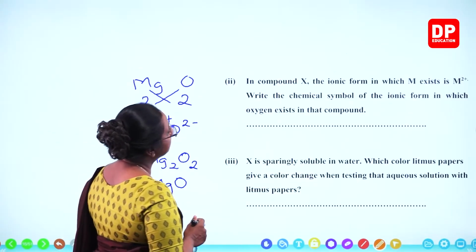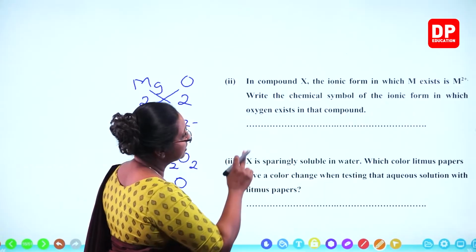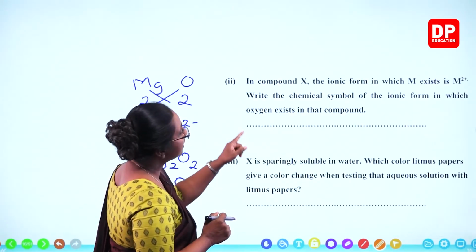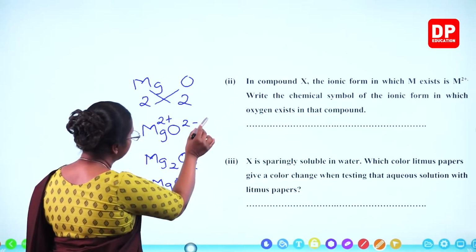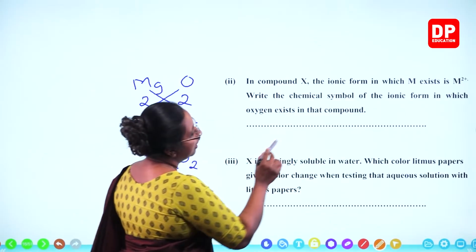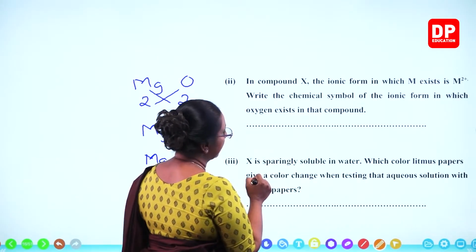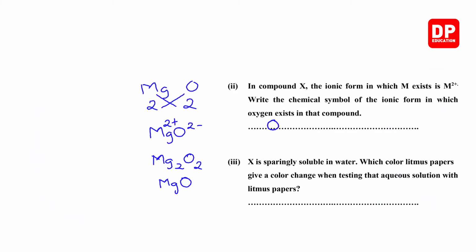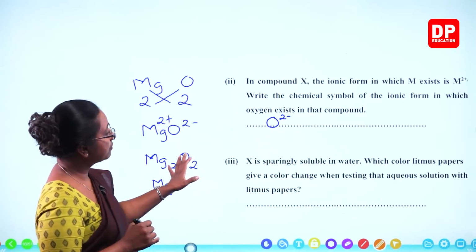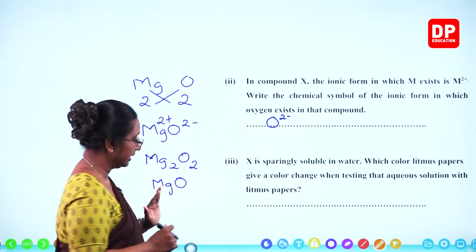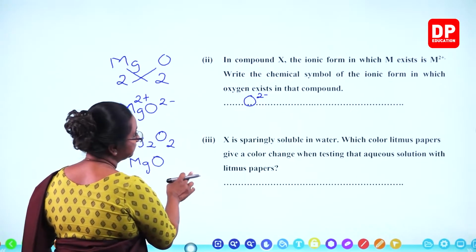So in compound X, the ionic form in which M exists is M2 plus, that is Mg2 plus. Write the chemical symbol. So you need to write this of the ionic form in which oxygen exists in that compound. So you have to write O2 minus. So here of course you have to write the chemical symbol. Is that clear, student?